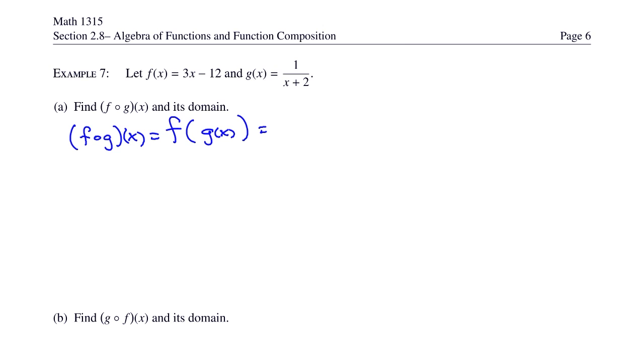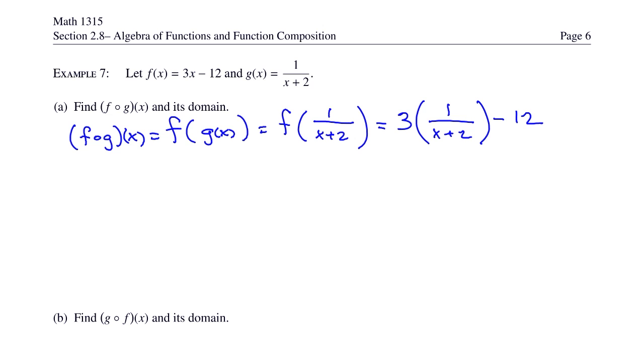The g of x is 1 over x plus 2. So we literally say for the moment f of 1 over x plus 2. We then take the expression 1 over x plus 2 and we plop it into the f function. So that's going to be 3 times 1 over x plus 2 minus 12, because the f function was 3x minus 12. And then we simplify that a little bit, not too much. This is going to be 3 over x plus 2 minus 12.